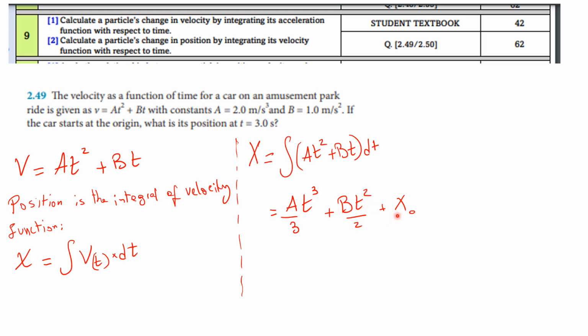Plus x0. We always add a constant when doing the integral. But here, guess what? They told us that the car starts at the origin. So this means that x0 is equal to 0. No value for x0, but we still have to write it. So now we do the replacement. A, which is in this case 2, so it's 2 divided by 3 multiplied by the time cube. Time is 3 seconds, so 3 to the power of 3. Plus half, B also, B is 1. It's 1 over 2 multiplied by the time squared. And the answer for this question, the position, is 22.5 meter.